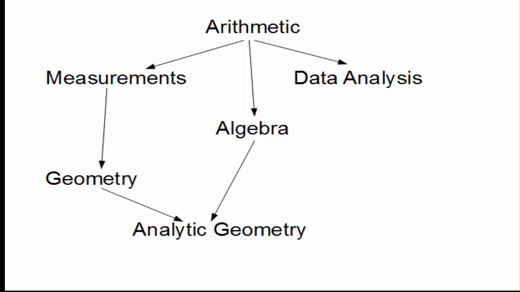Finally, at the bottom, you have the convergence of algebra and geometry. That's analytic geometry, the study of the properties of two-dimensional and three-dimensional objects by means of algebraic equations and formulas. It uses a system of perpendicular axes called a coordinate system to represent shapes and distances.